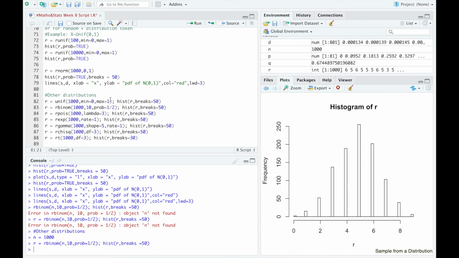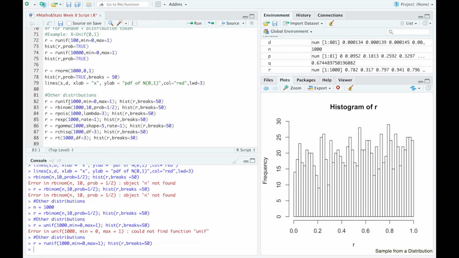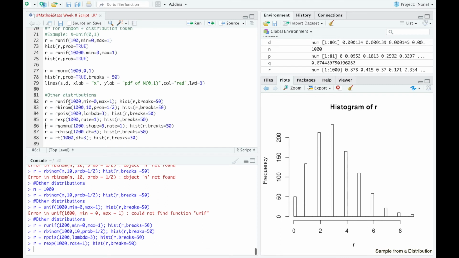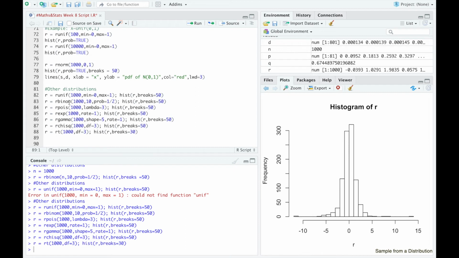So there are many other distributions that you can easily sample from. These are some that you've seen during this module. So there's the uniform distribution. There's the binomial distribution, the Poisson distribution, exponential, gamma, chi-square, student t distribution, and of course the normal distribution that we've seen.